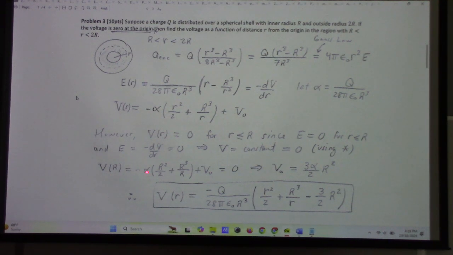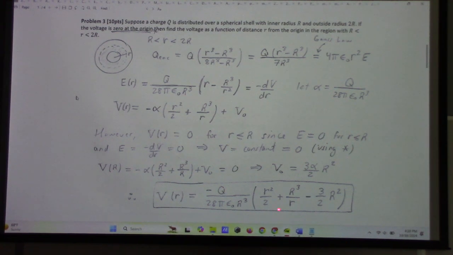So I make that happen by choosing an appropriate value of V0. So I make this equal to 0, solve for V0, and that gives me this 3 alpha over 2 R squared, and then I just decided to factor out the alpha and write it back out, just so I'd be able to see your answers in comparison. If I write my answer in terms of alpha, it's hard to grade with this answer, so I put it back in terms of that mess.